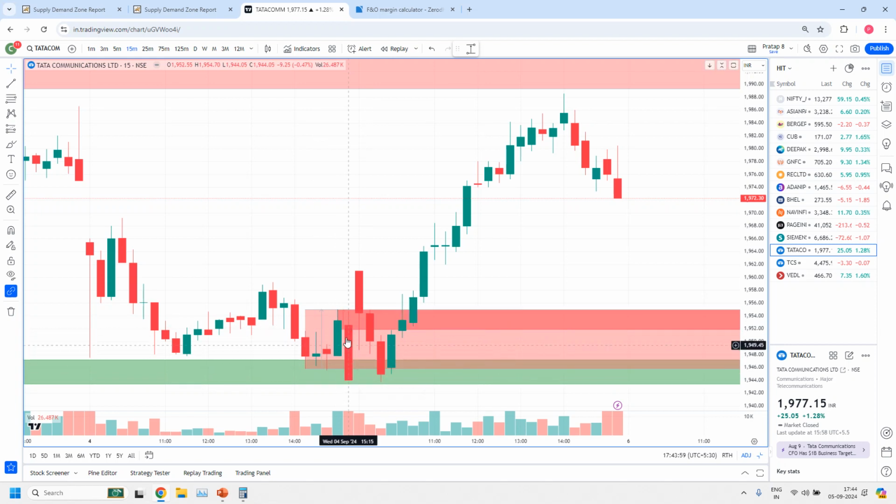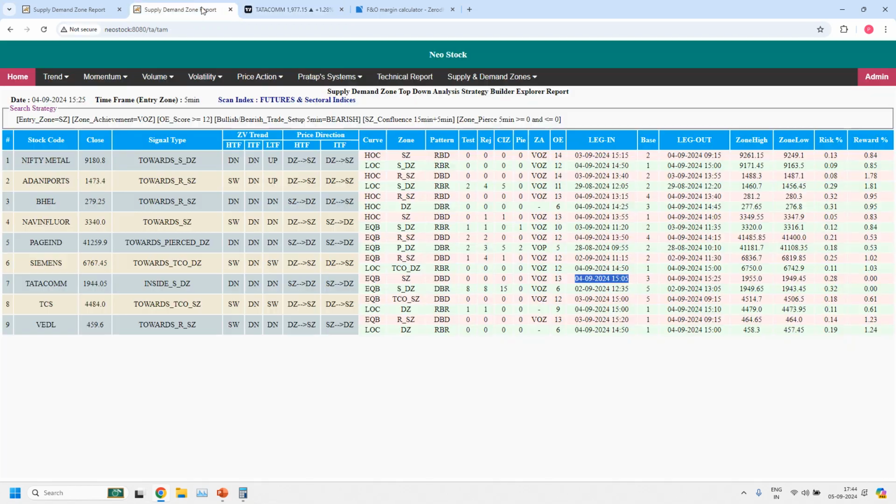So this is a high explosive leg out candle. And all these 4 candles, all this entire 15 minutes supply zone, we have a 5-minute supply zone. Both are overlapped with each other. That's why this stock is identified. See the supply zone confluence, 15 minutes and 5 minutes.